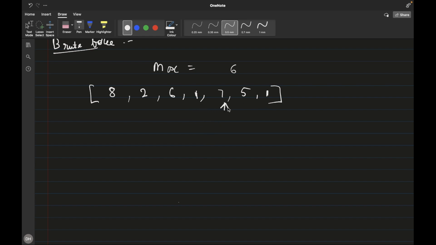On day 4, we are buying it for 7 rupees, selling it for 5 rupees, loss. Same thing, 1 rupee loss. On day 5, buying it for 5 rupees, on the next day selling it for 1 rupee is a loss, so we are going to pass that. On the last day, there's no other day to sell it in the future, so we are going to pass that. So this is the brute force approach. Let's try and code this approach.